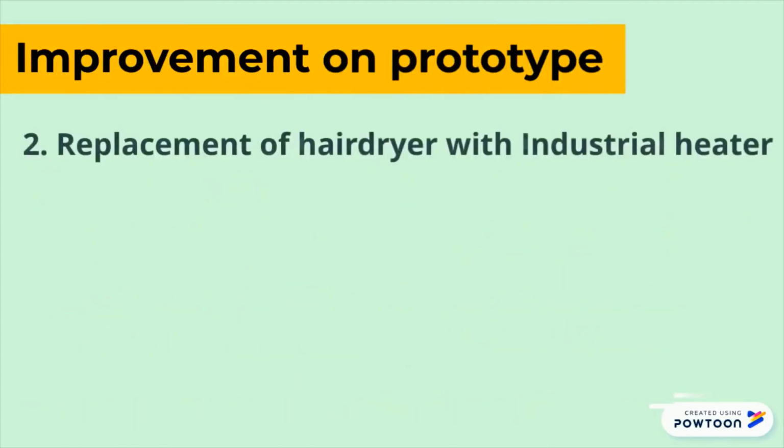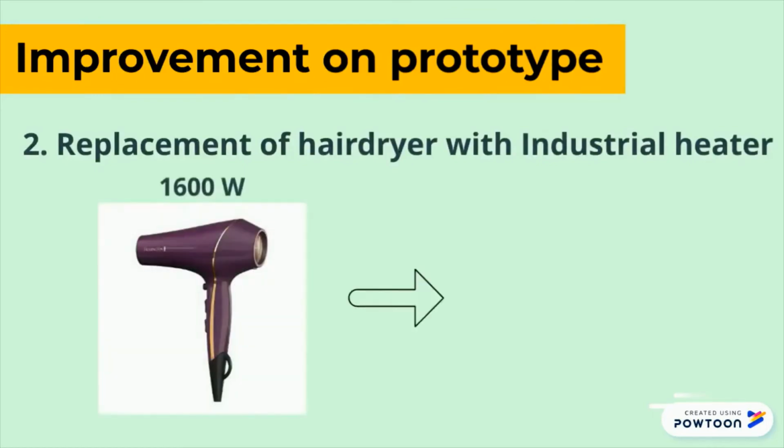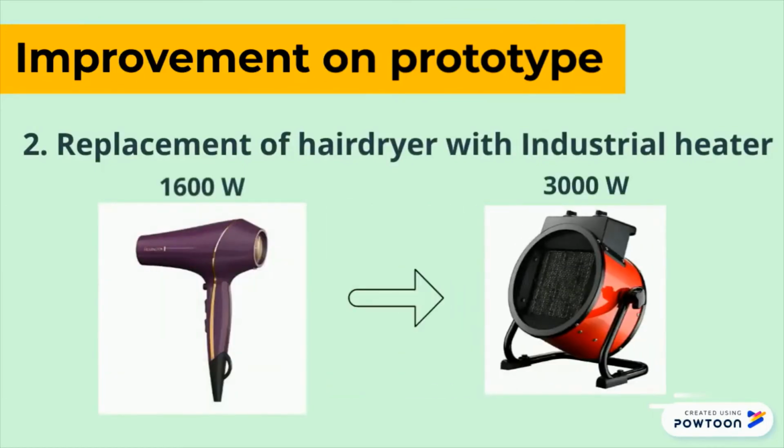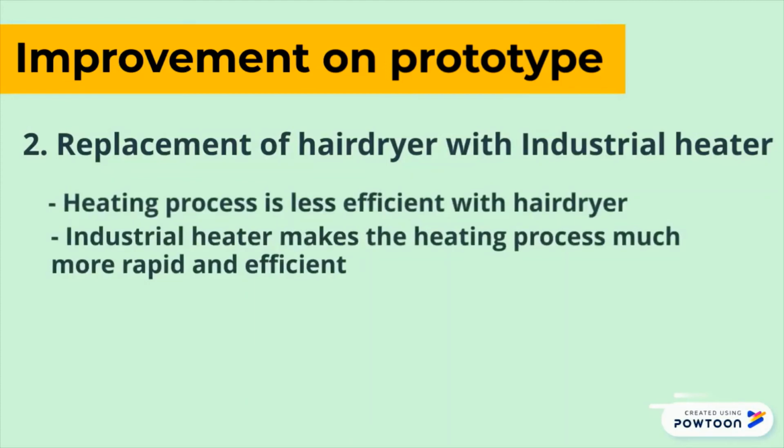The next improvement that has been made is the replacement of the hairdryer with an industrial heater. The reason behind this replacement is that the heating process is less efficient with a hairdryer due to the size of its nozzle. The industrial heater, which has a higher rated power, makes the heating process much more rapid and efficient.